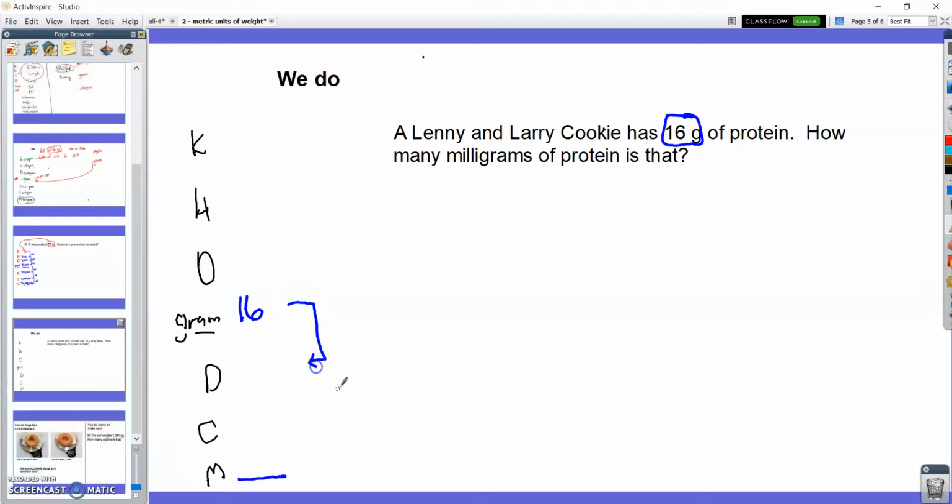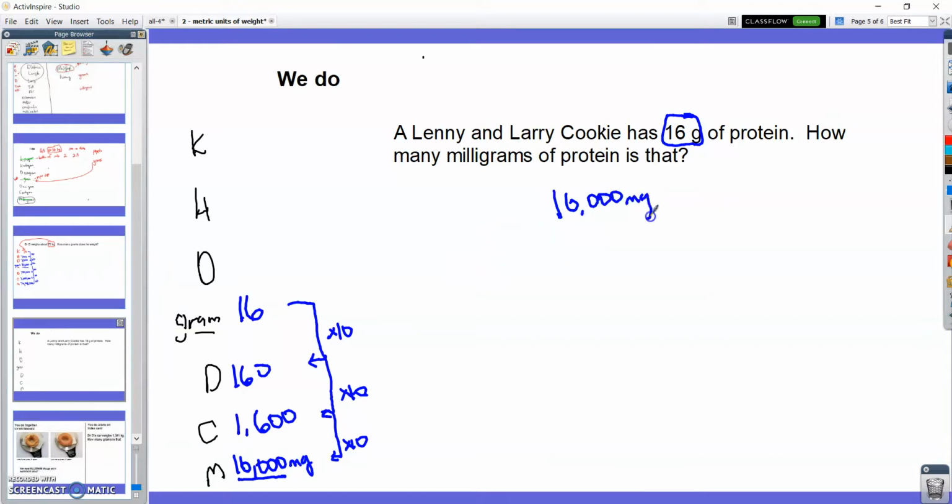So same process as last time. There are 10 decigrams in a gram. So there are 160 decigrams of protein in that cookie. There are 10 centigrams in a decigram, so there are 1,600, 2 zeros now, centigrams of protein in that cookie. And times 10, 16,000 milligrams. Little m is milli. So our answer is 16,000 milligrams.